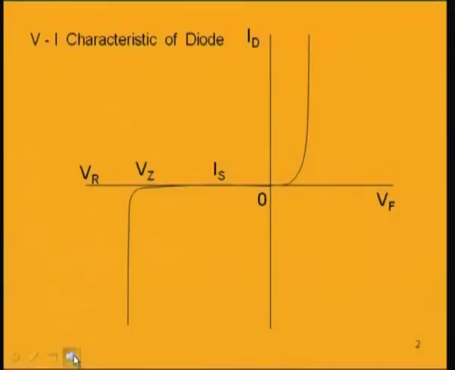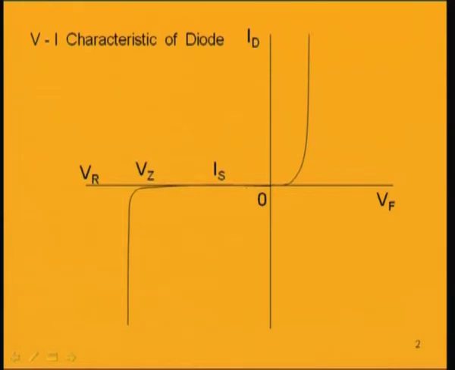So, the VI characteristic of a PN diode, as you can see here, it is in two regions. One is the forward biased and the other region is the reverse bias. In the forward bias region, the current rises sharply after crossing the threshold voltage, which is around 0.7 volt for silicon and 0.3 volt for germanium.